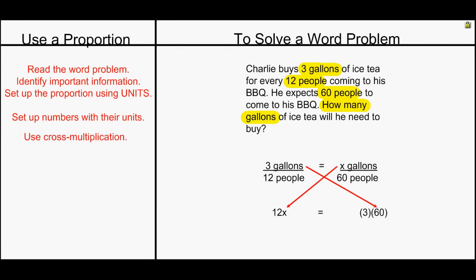Now, we will use cross multiplication, as we did with our proportions earlier. 12x equals 3 times 60. 12x equals 180. Divide both sides by 12, and we get x equals 15 gallons. So Charlie needs to buy 15 gallons of iced tea in order to have enough for 60 people at his barbecue.